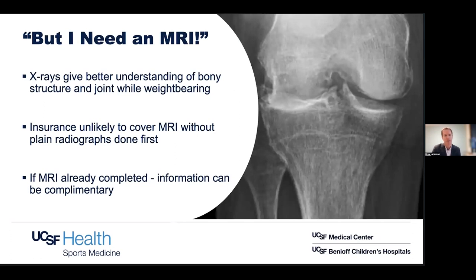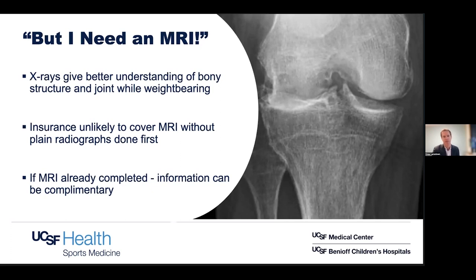We know that MRI gives better soft tissue resolution and more detailed information about the joint. And sometimes I think people feel like they're not being fully evaluated without that more thorough imaging study. What I'll counsel patients is, first, X-rays will give us a better understanding. It gives us that more global picture of how the joint is responding to load. And so it would always start with X-rays.